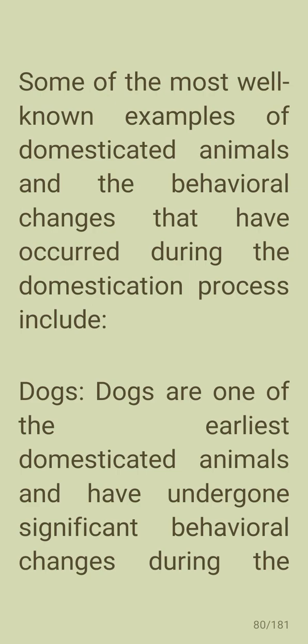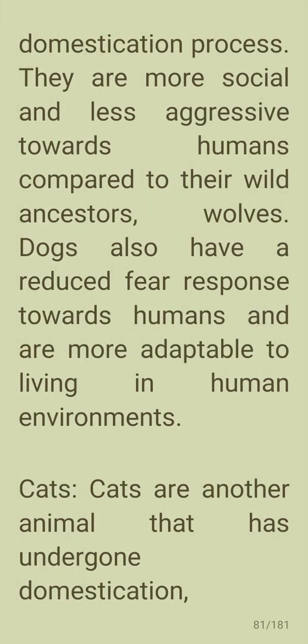Some of the most well-known examples of domesticated animals and the behavioral changes that have occurred during the domestication process include dogs. Dogs are one of the earliest domesticated animals and have undergone significant behavioral changes during the domestication process. They are more social and less aggressive towards humans compared to their wild ancestors, wolves. Dogs also have a reduced fear response towards humans and are more adaptable to living in human environments. Cats are another example that has undergone domestication.